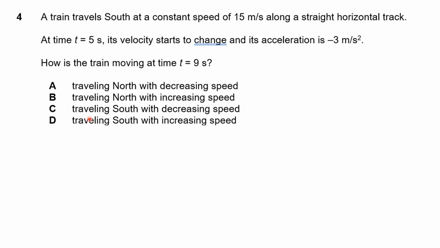If we plot a speed time graph, this is what we will find. I've not labeled the axis here just for convenience. You will realize that from 0 to 5 seconds here, it's traveling at a constant speed of 15 meters per second. Then over here, we've got 4 seconds of a constant acceleration. Notice the gradient is negative because the acceleration is negative.